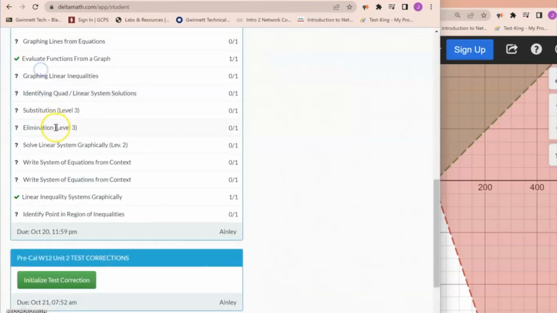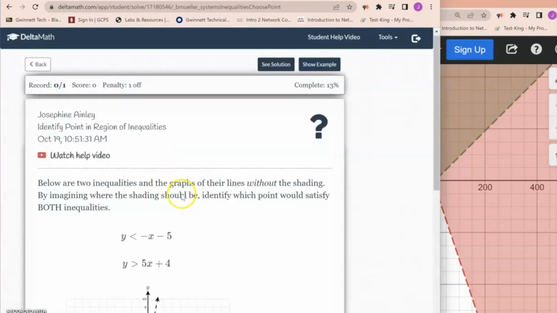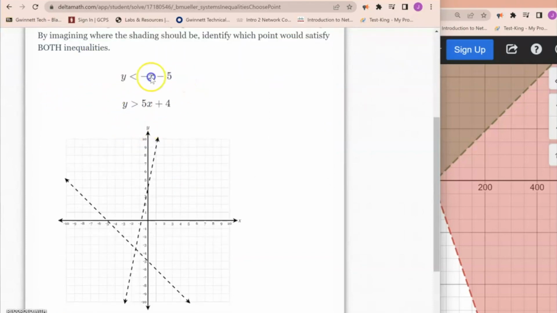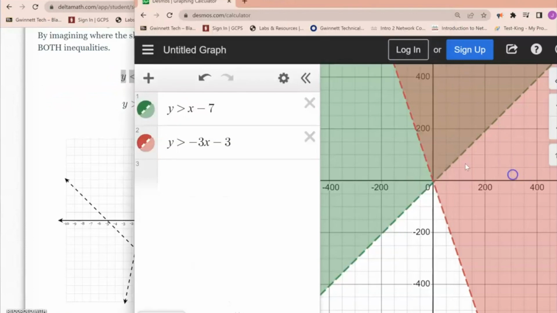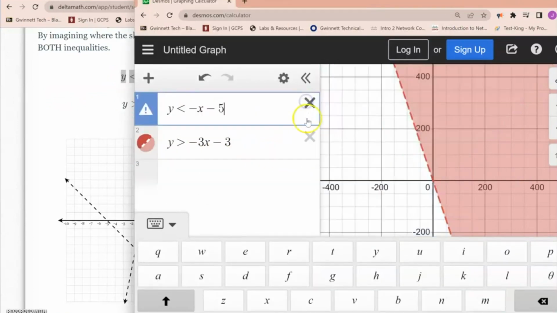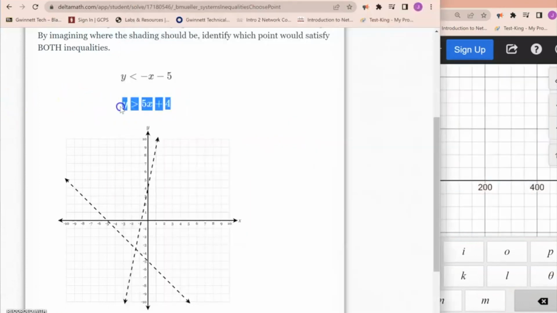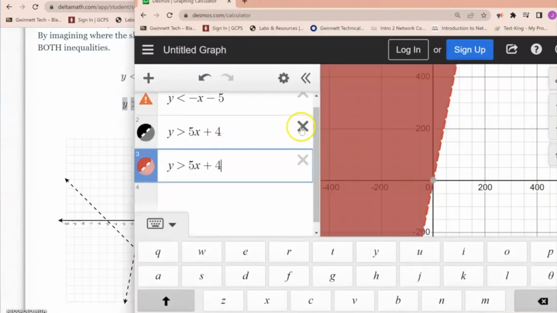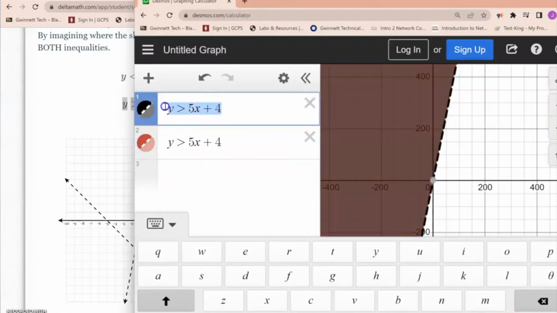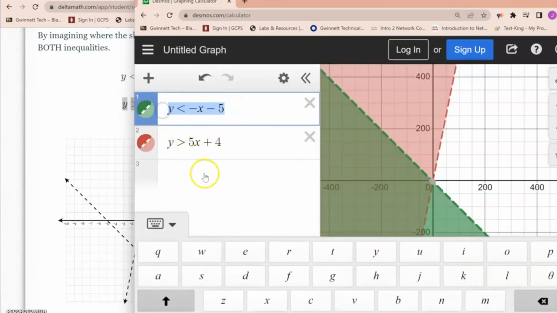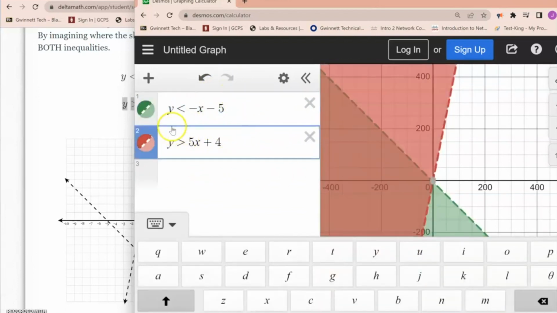All right, and then I think one last problem, identify the point in the region. Imagine where the shade would be, identify the point that would satisfy both inequalities. So we're just going to put it in so we can see what the shading is. So this one's just the shaded. So copy the question in. Control C, Control V. Okay, and I don't like it. Oh, wait, I put the wrong one. All right, there we go. All right, so there are my two shades, right?